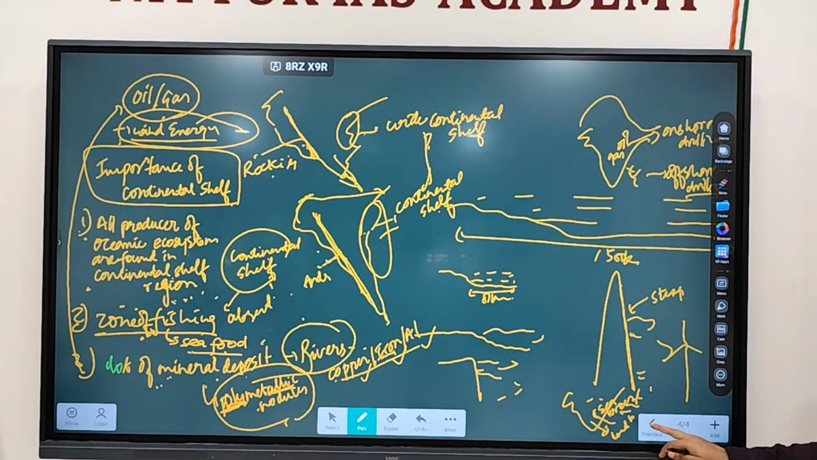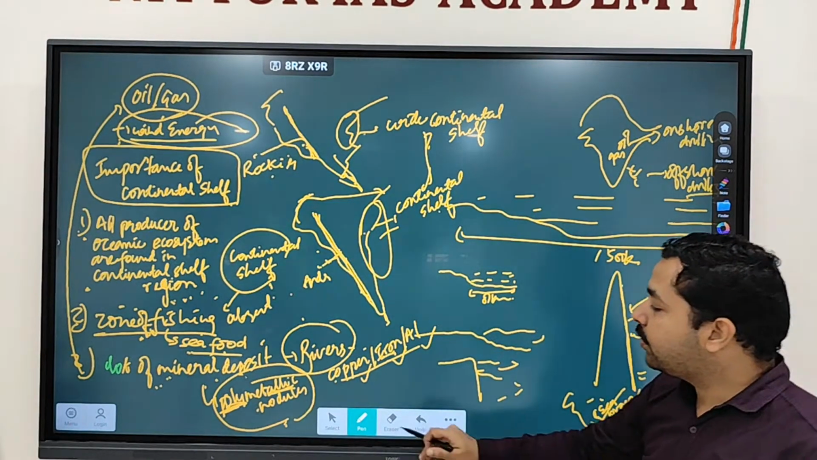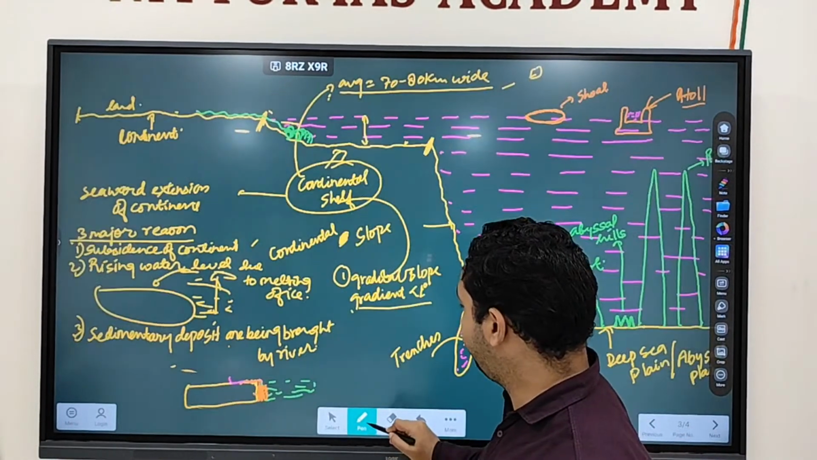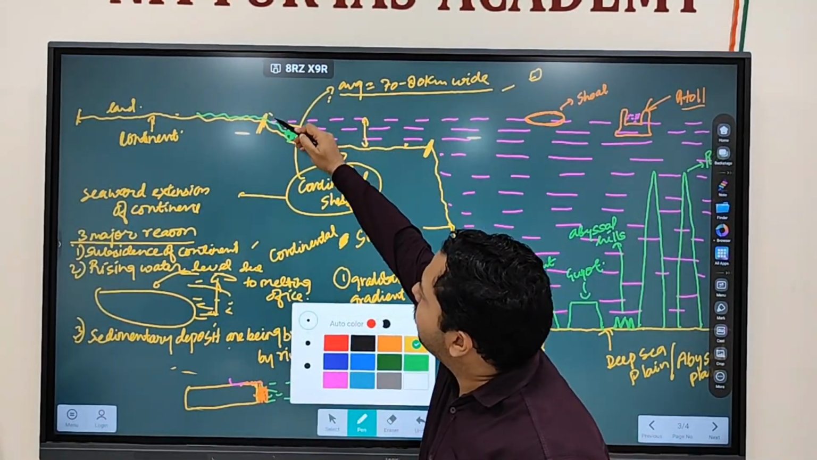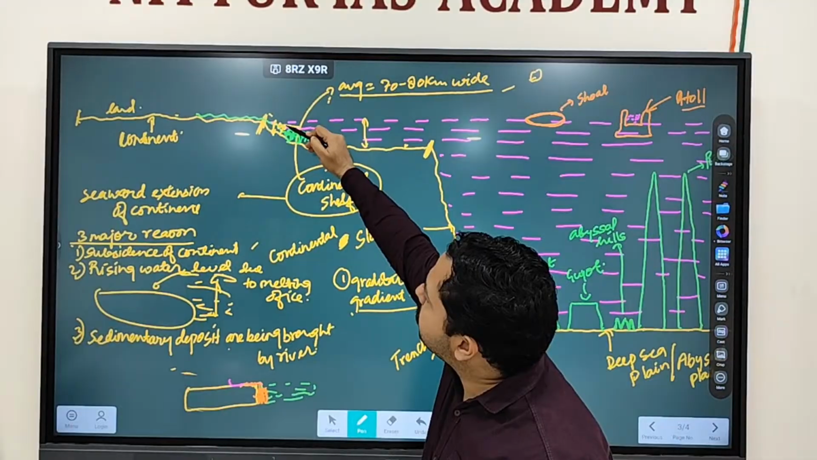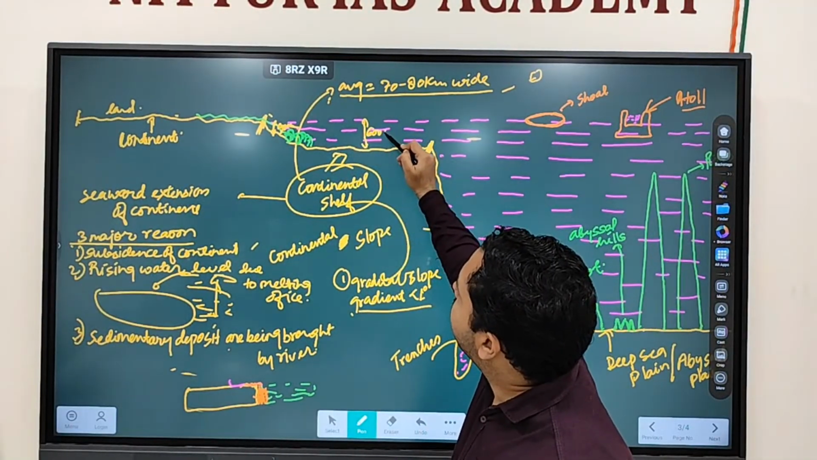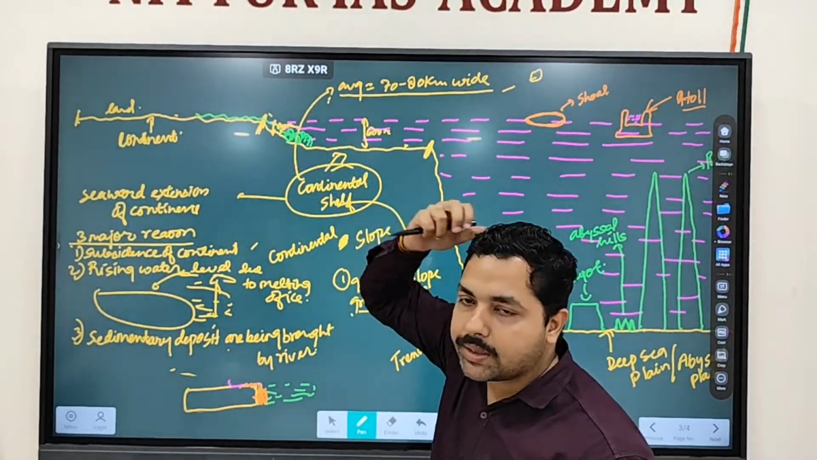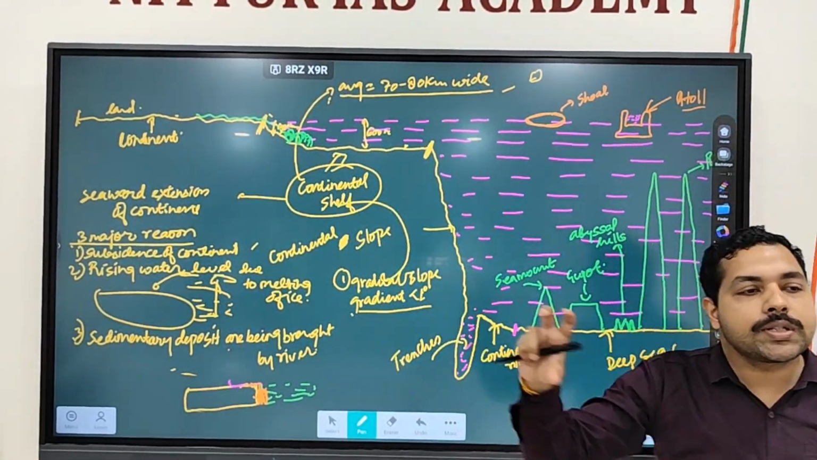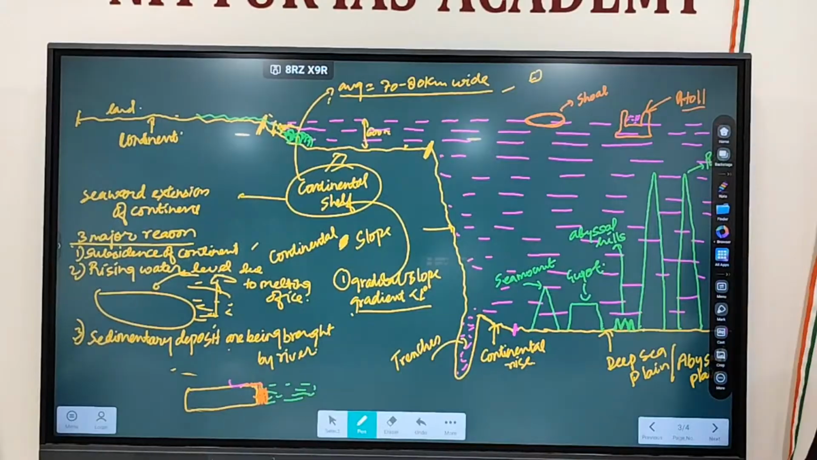Fine. Now, how much is the depth of this continental shelf? It can vary from 30 meters up to 600 meters. So the maximum could be 600, the minimum could be 30 meters. So from 30 meters to 600 meters is the depth. Clear?